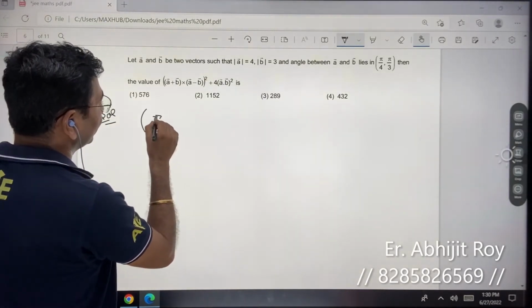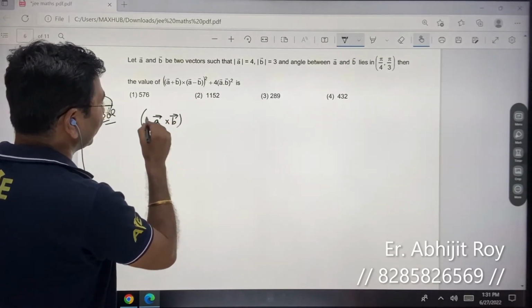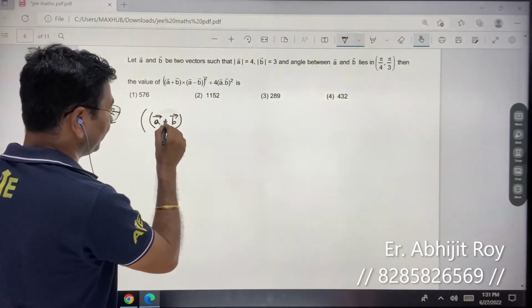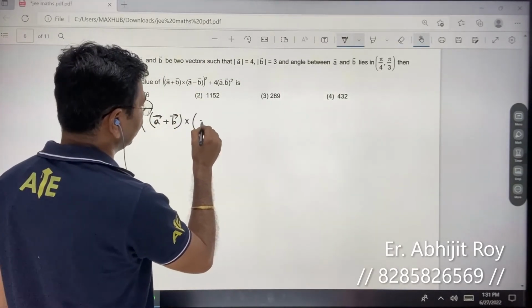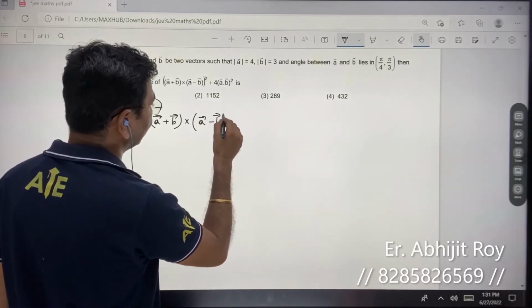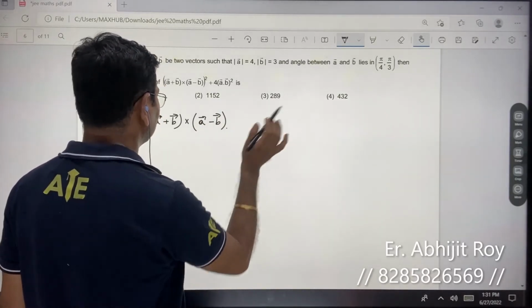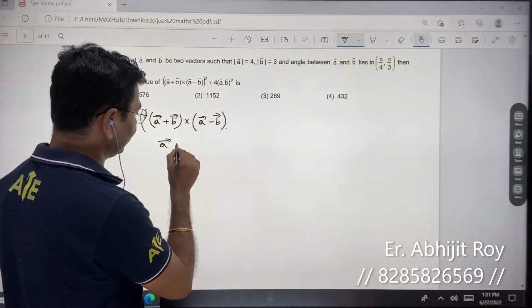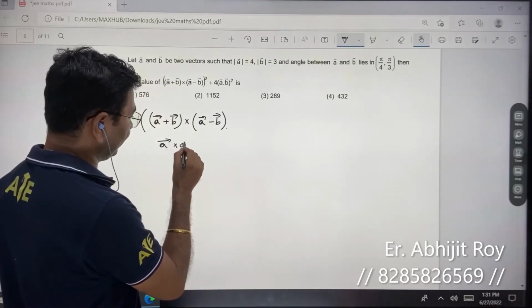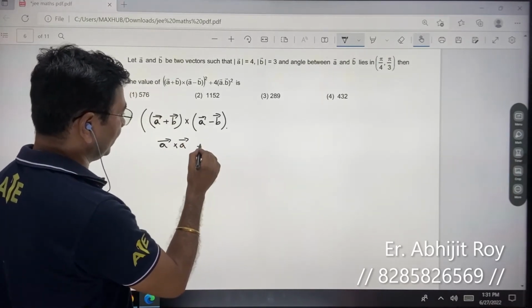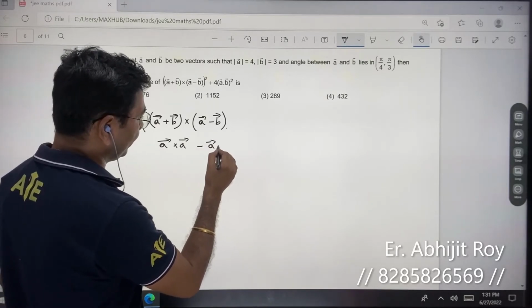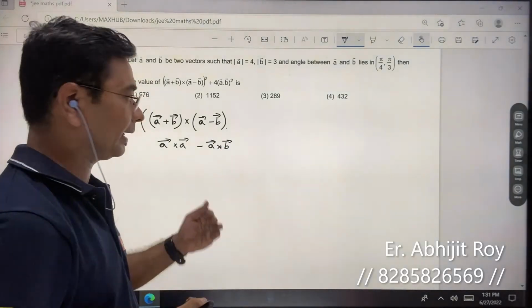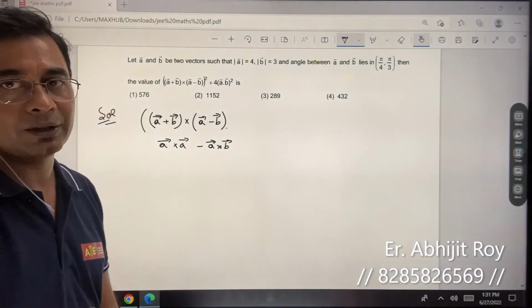सो देयरफॉर फर्स्ट स्टेप व्हाट यू डू इज, लेट अस ट्राई एंड सॉल्व दिस वन। ए वेक्टर क्रॉस बी वेक्टर, प्लस ए वेक्टर प्लस बी वेक्टर क्रॉस प्रोडक्ट विद ए वेक्टर माइनस बी वेक्टर, ये वाला सॉल्व करने की कोशिश करते हैं, उसके बाद स्क्वायर करेंगे। So if you see this, this is a vector, this is a vector cross of ब्रैकेट के अंदर जा रहा हूँ मैं, माइनस ऑफ a vector into cross of b vector, और उल्टा कभी भी नहीं करेंगे because a cross b is not equal to b cross a, fine?